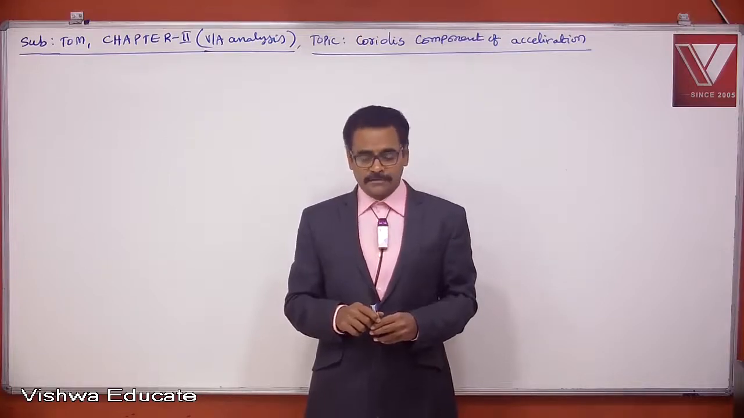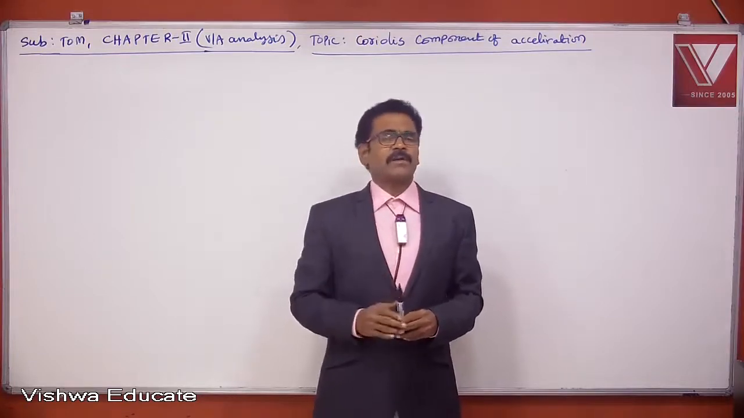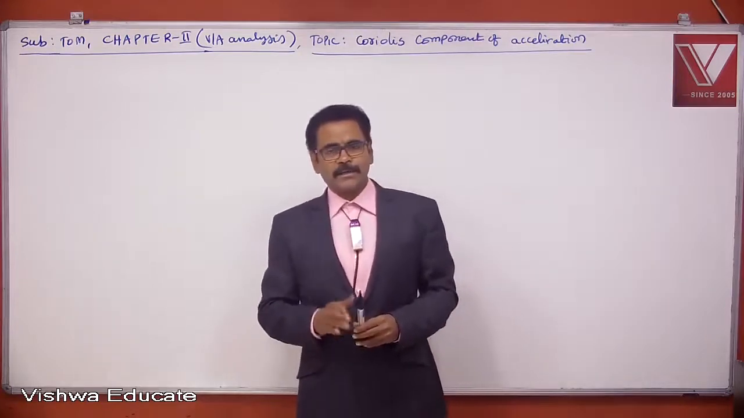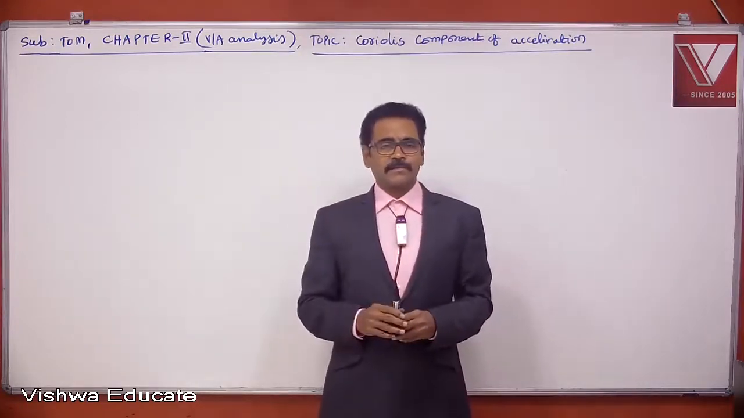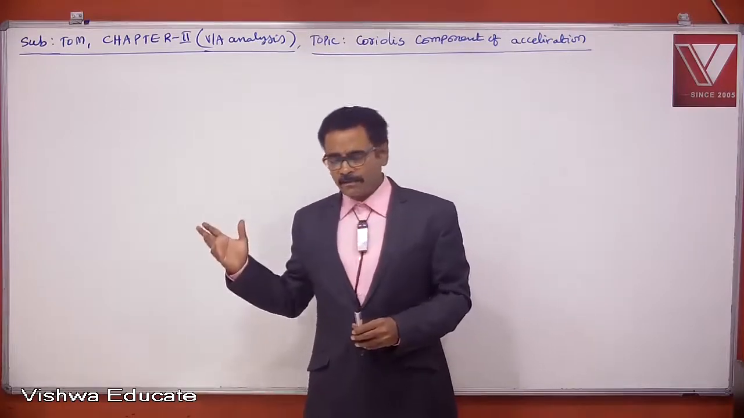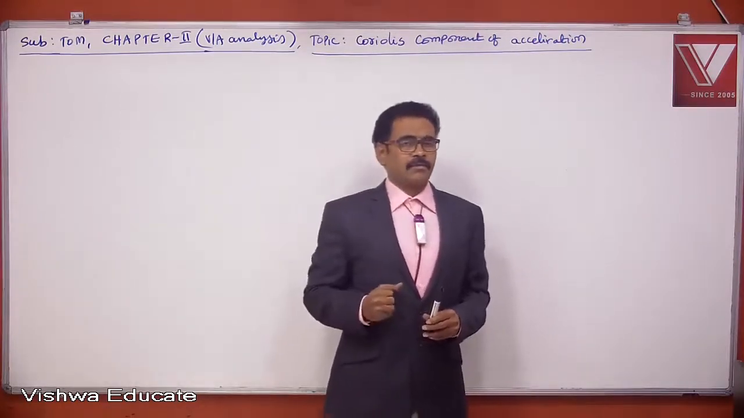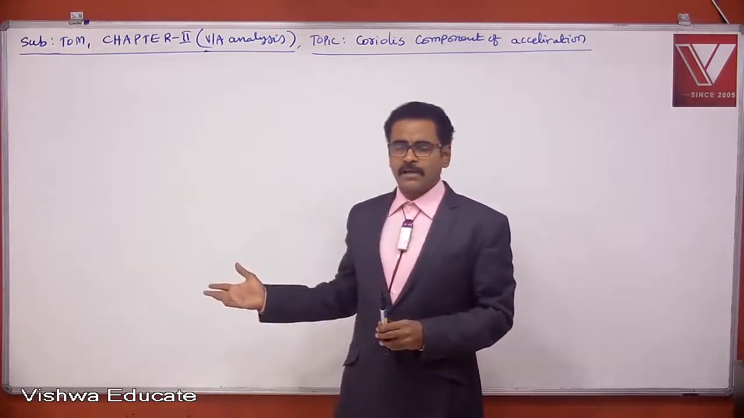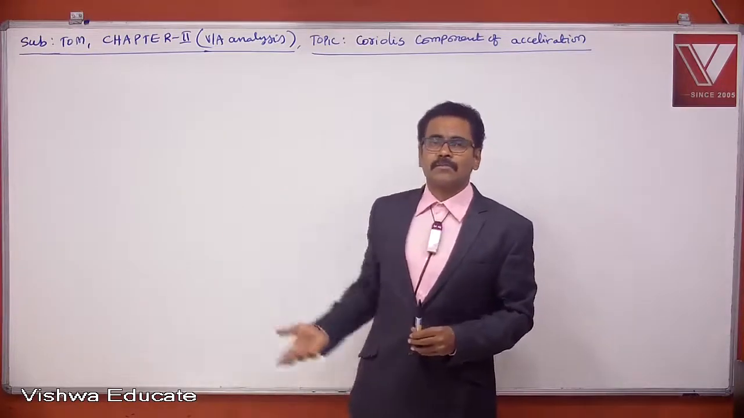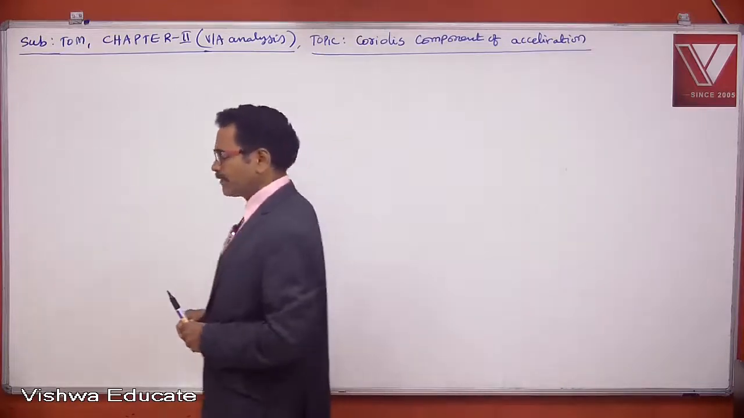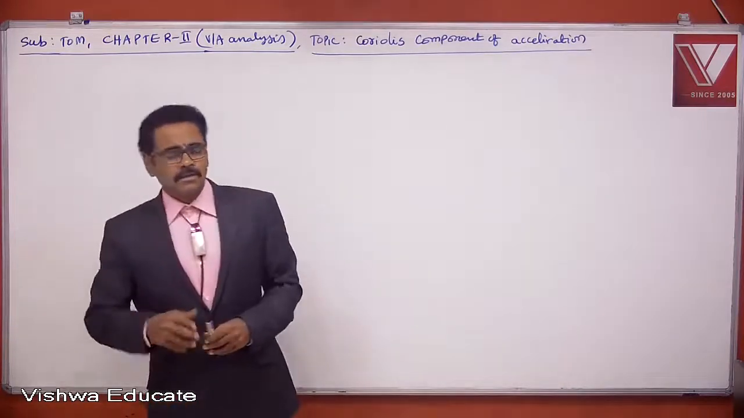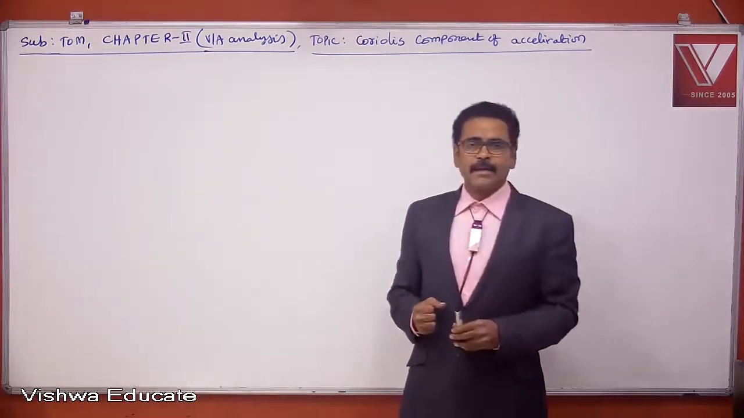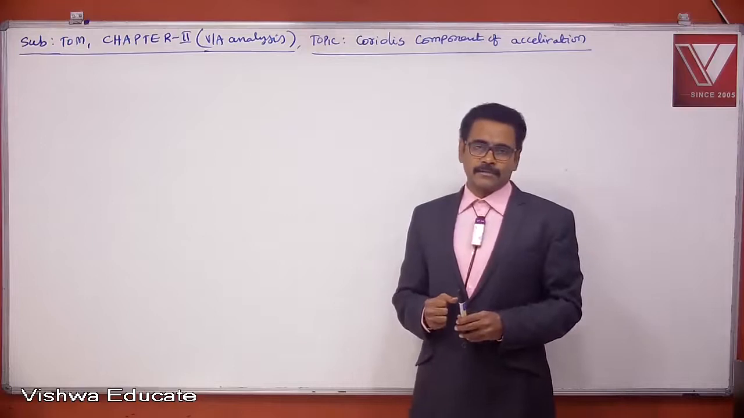In what mechanisms is it present? In what mechanisms is it absent? Try to think about various mechanisms. In any mechanism, if any link carries both rotary motion and radial motion, definitely that link will experience this additional tangential component of acceleration which is called Coriolis component of acceleration.